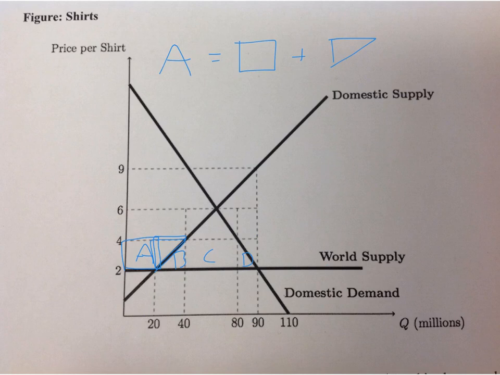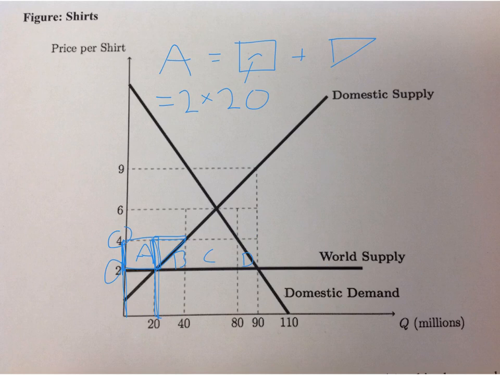So how tall is that? Well, it goes from 4 to 2, so it has a height of 2. And how wide is it? Well, for A, we're starting here at 0, and it goes up to 20, so it has that length of 20. All right, so that is our rectangle.